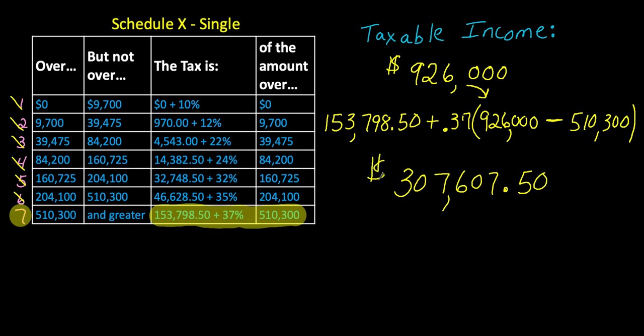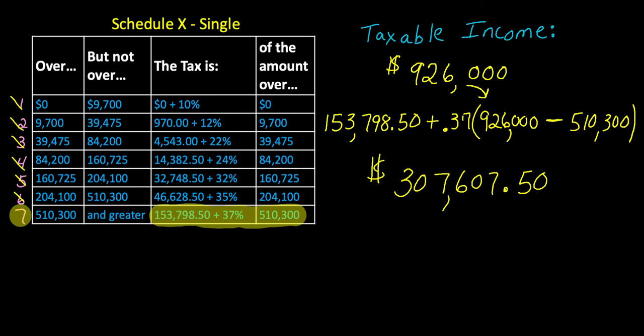So in other words, if that's how much you're responsible for paying taxes on, $926,000, you owe the federal government at the end of the year $307,607.50. And that seems like a lot, but you made a lot. As you make more money, the amount of tax that you owe is going to increase. So I hope you feel more comfortable with this Schedule X tax table. And if there are other tax tables there, the process is similar.